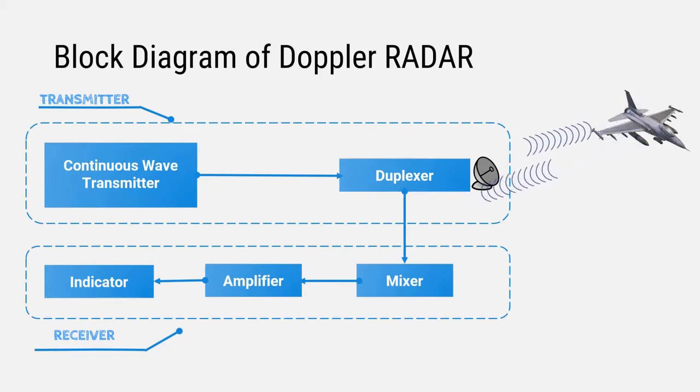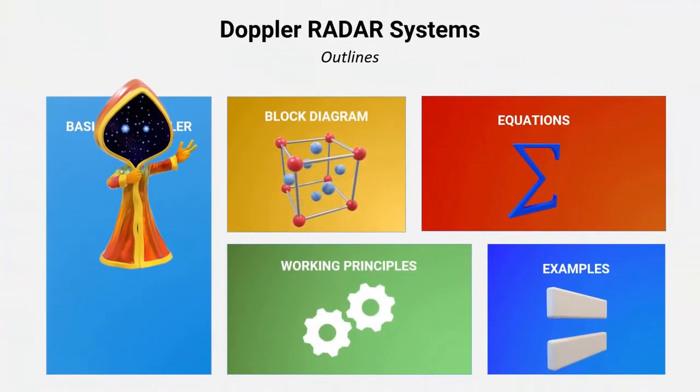Whenever an object crosses or enters the atmosphere, the transmitted waves are going to get reflected. Those waves are captured by the antenna, and that is given to the receiver section where we have a mixer. Then the signal is going to get amplified. After the amplifier, we'll give it to the indicator to identify various information about the target like position, angle or range. So this is the very basic block diagram of Doppler radar systems. I hope you understand it. So let's move ahead with the working principles of Doppler radar system.